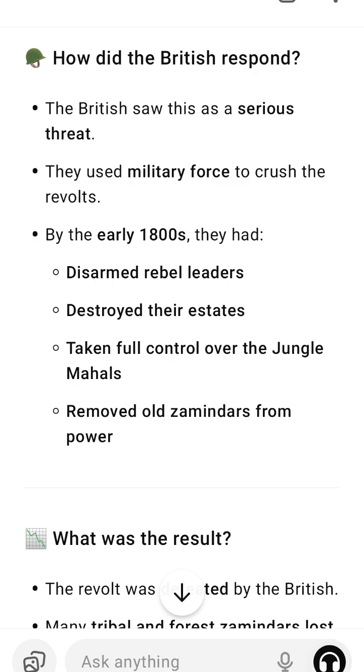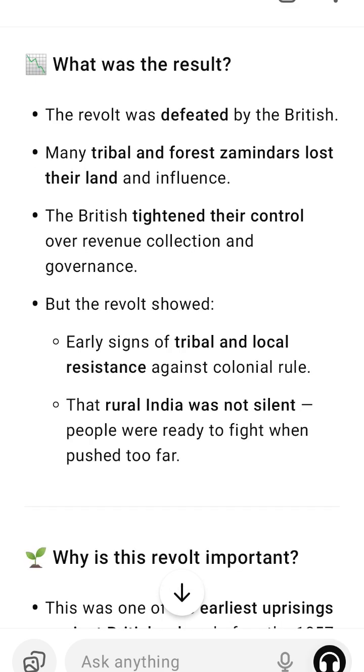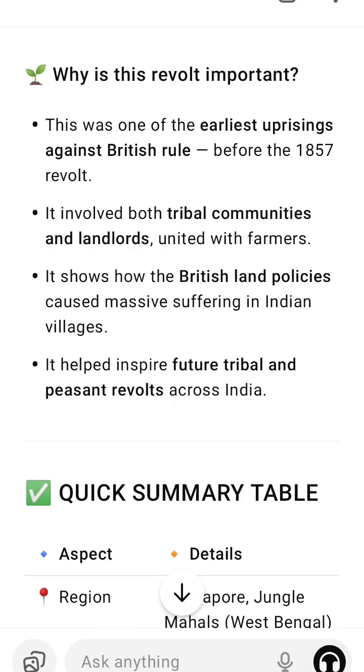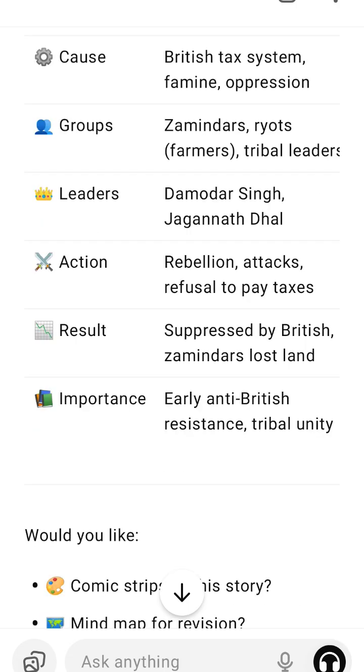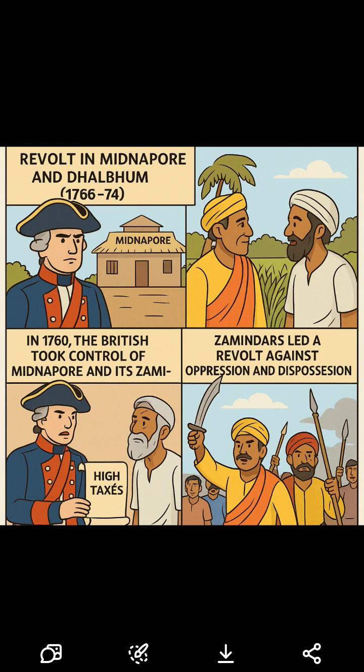3. Suffering of farmers, ryots. The farmers, ryots, were poor and could not afford to pay such high taxes. Many began protesting or refusing to pay. 4. Zamindars support ryots. The zamindars of Midnapore stood by their farmers. When farmers and British tax collectors clashed, the zamindars supported the farmers, not the British. This angered the British, who expected landlords to help them collect money.